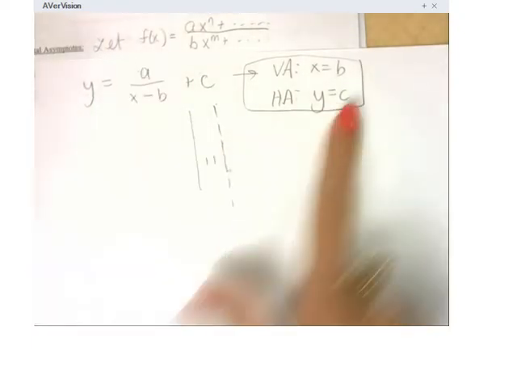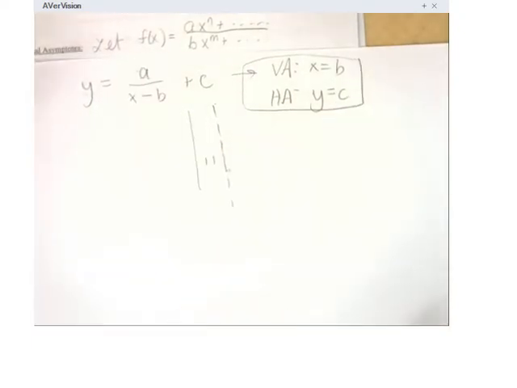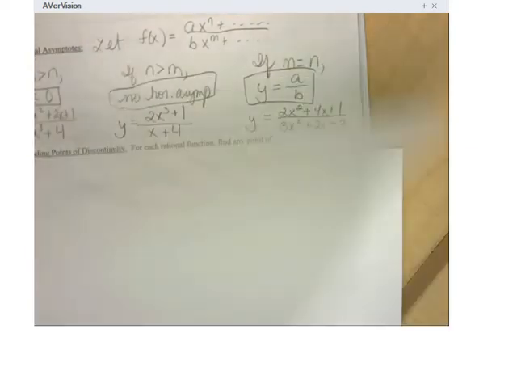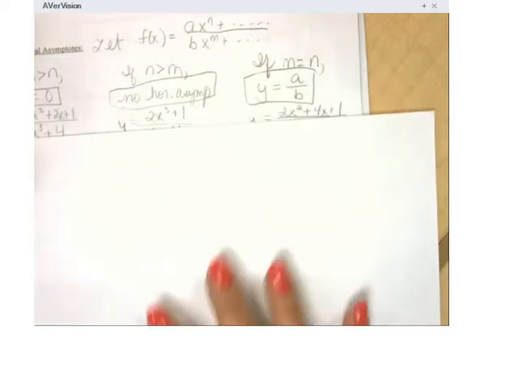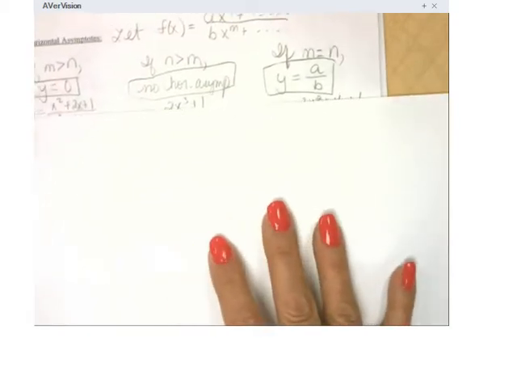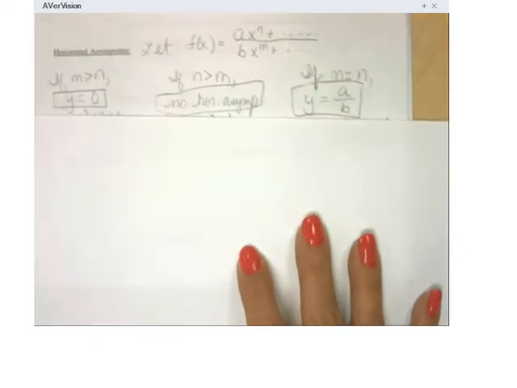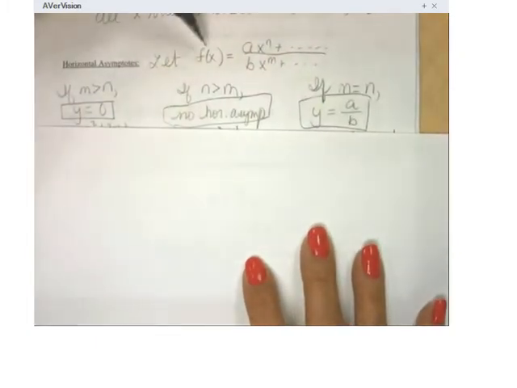That was in last section, so it was really easy to see what makes the denominator 0. Boom, there's going to be my vertical asymptote, x equals that value, and that fraction can never equal 0, so boom, y equals c is going to be my horizontal asymptote. We have a little bit more work to do when we have rational functions that are written in other forms. And so here are some generalizations, but we're going to look at examples, and that will make it a little more clear.